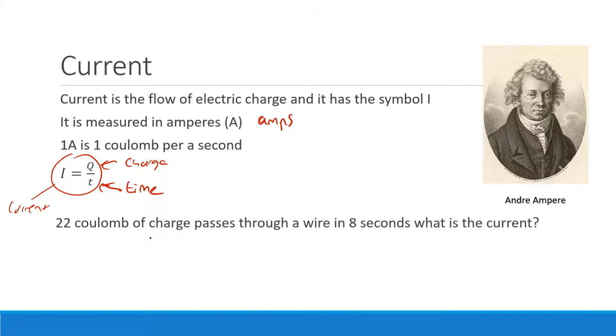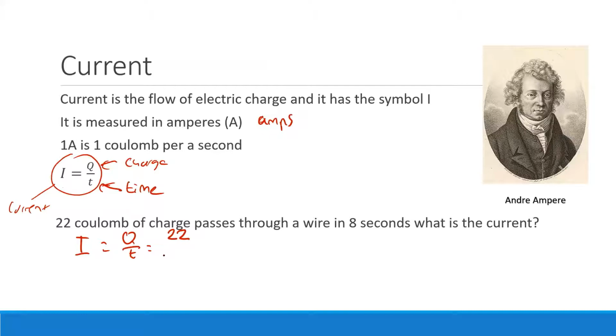Let's have a look at a quick question here, just so we get some work done. I'll open up chat as well. I want you guys to throw in your answers here as we go, but we'll do a quick one. 22 coulombs of charge passes down a wire in 8 seconds. I equals Q over T. So what is Q in this case? 22 coulombs. That's some amount of electrons, okay?